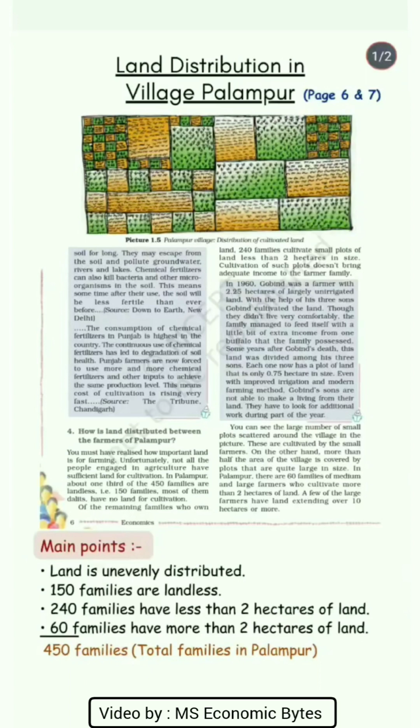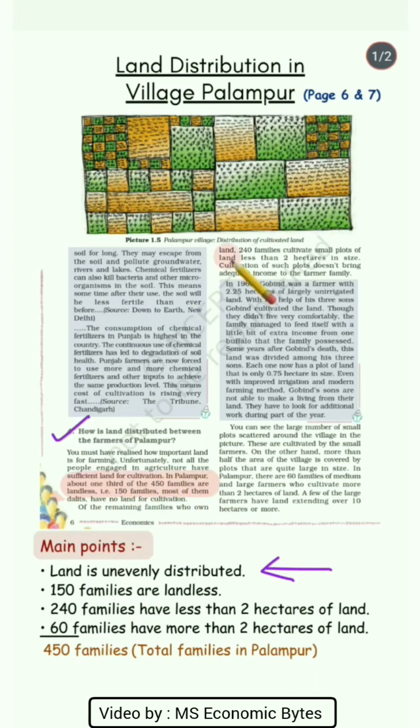Hello everyone. In today's video, we're going to learn about how the land is distributed between the farmers of Palampur. Even if farming is the main activity in Palampur, the land is not evenly distributed among the villagers. Out of the 450 families that Palampur has, 150 of them are landless. The remaining 300 families have land.